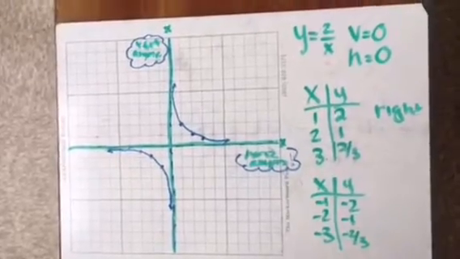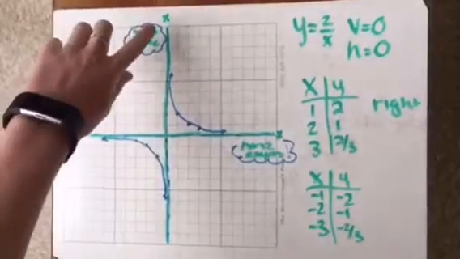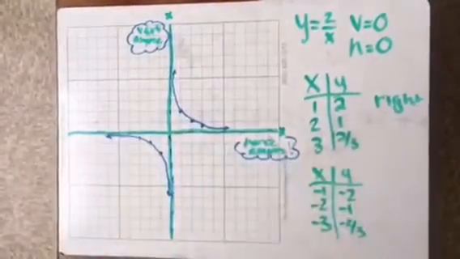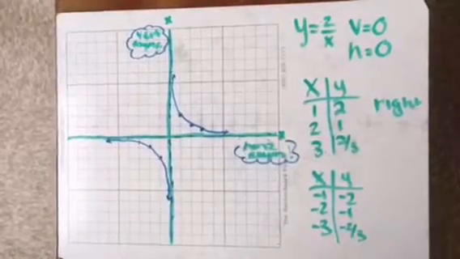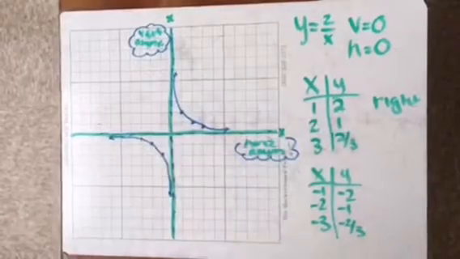And so what you do is, after you have your graph, you draw in the vertical asymptote at 0 and the horizontal asymptote at 0, like we have here. And then you make two x and y tables, one for the right side and one for the left side.